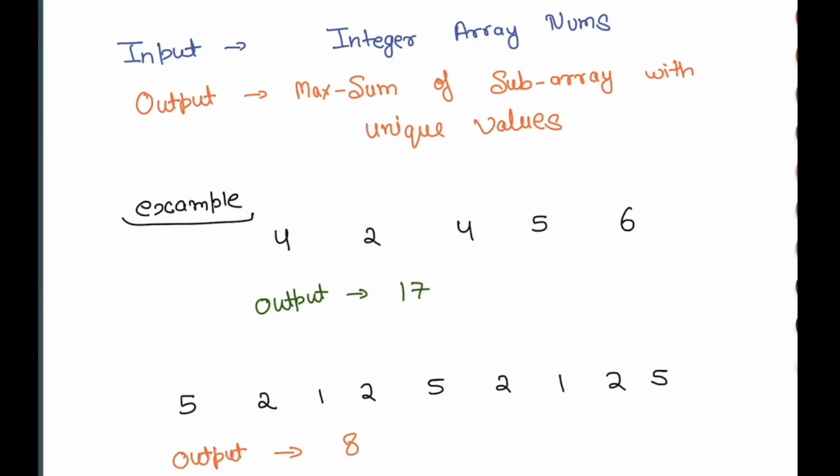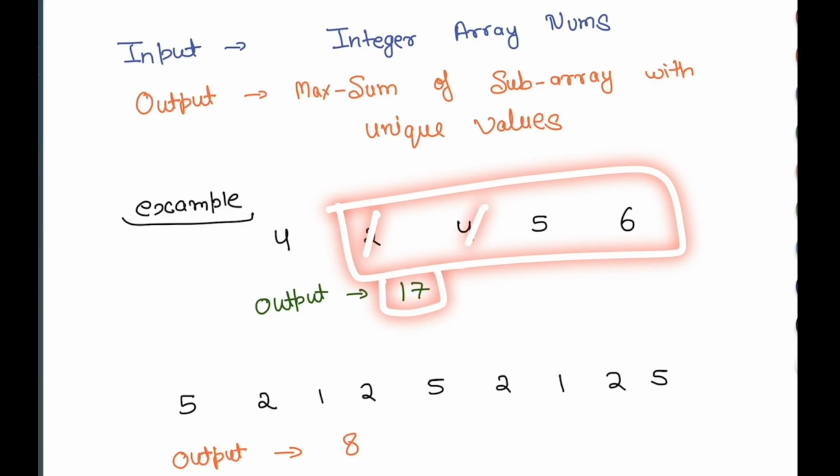That's the output, right? Now there is another subarray which has unique elements, which is 4, 5. This is a subarray. It has unique elements, but the problem is the sum is 4 plus 5 is 9. We need to maximize the sum, and that is why we had taken this particular subarray, and the sum is 17. 2 plus 4 plus 5 plus 6.